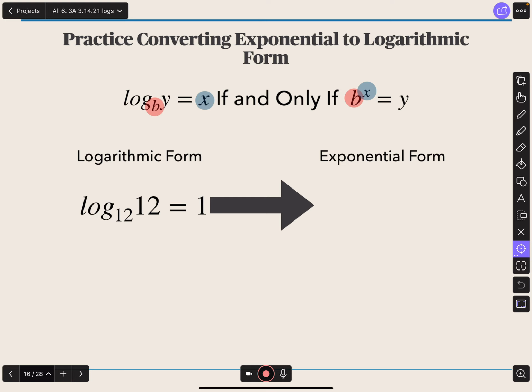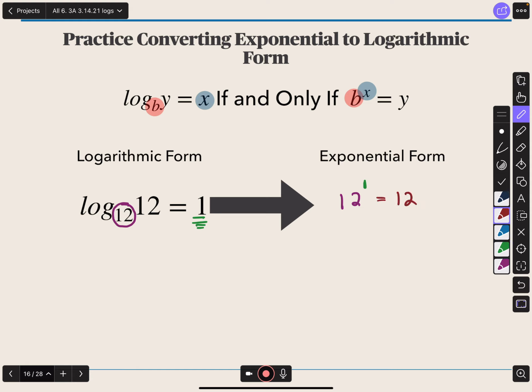So when you're switching these things, the first thing you want to do is identify your base. The base of your logarithm is the base of your exponential. The answer to your logarithm, logarithms give us exponents, so that's the exponent. And then the argument of your logarithm is the answer to your exponential. So there's the argument right there. That's what we're taking the log of. And this is a true statement.